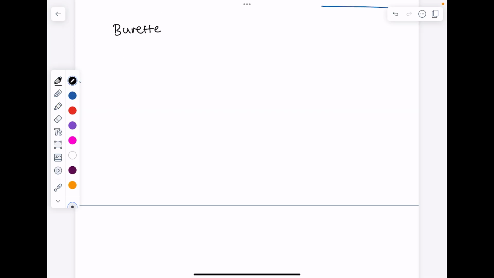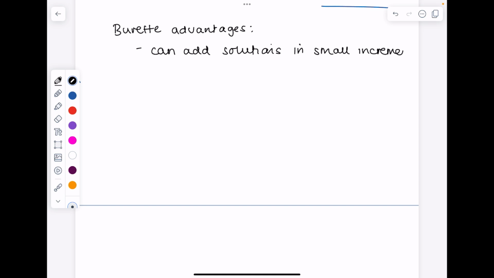One thing they do like to ask you is the advantages of using a burette. So the first thing is to say that you can add solutions in small increments. And secondly, they're more accurate than a measuring cylinder.